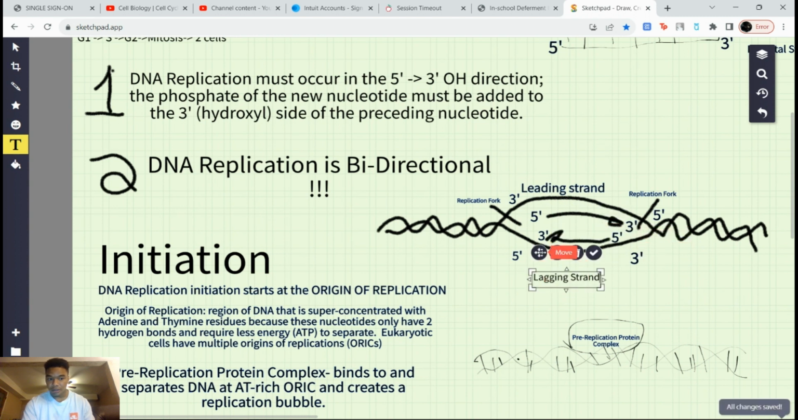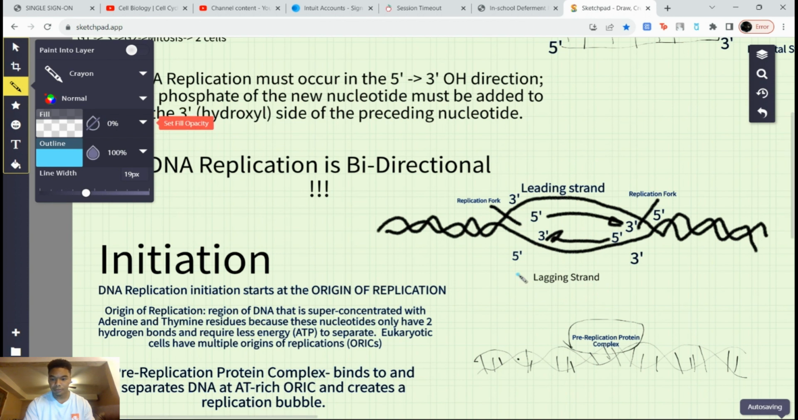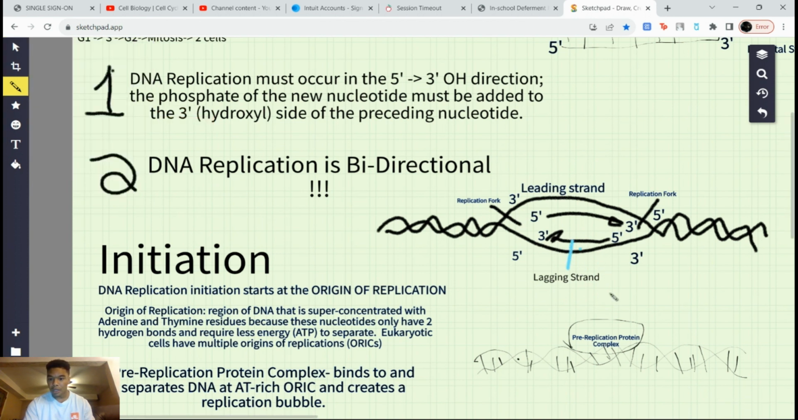I'll just draw an arrow to it. So, boom. Okay, so you see here we have the leading strand, which is this newly synthesized DNA. So let me start from square one. So we have the DNA here, right? This is the DNA. This is something called the origin of replication.